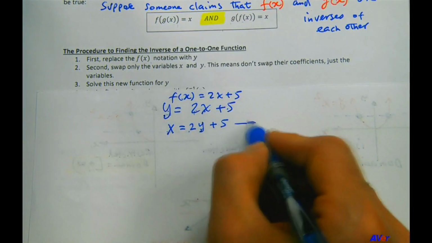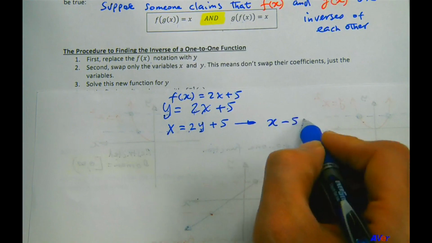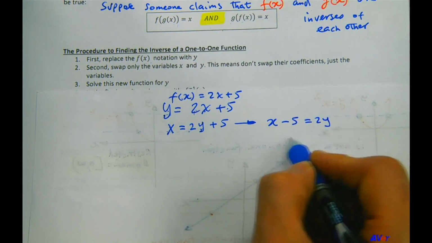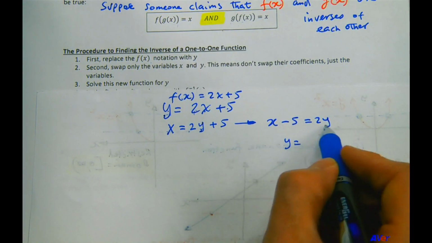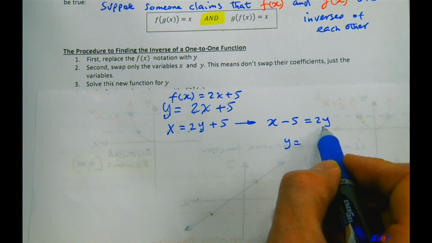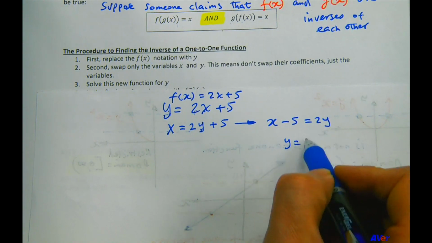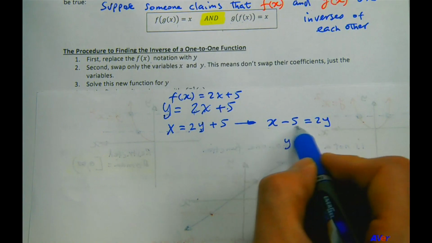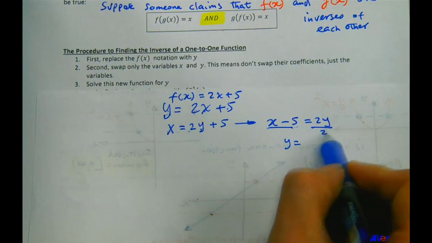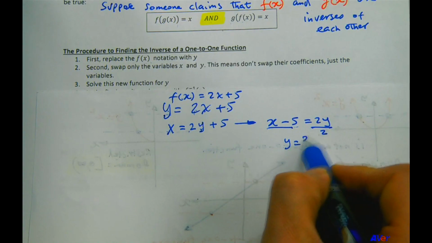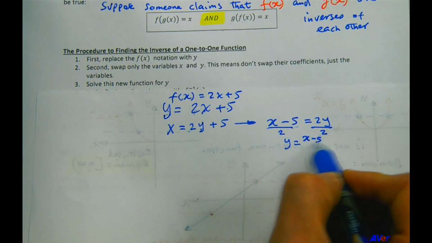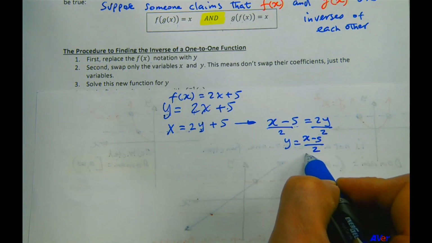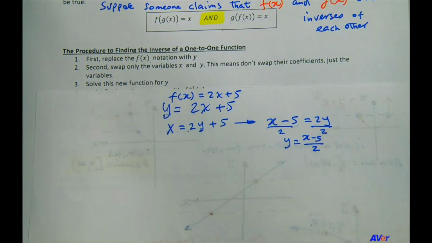So if we solve this for y, we get x minus 5 equals 2y. When we solve for y, we need to isolate it, right? Is this y isolated? No. It's got a 2 right next to it, so we need to get rid of the 2. How do we do that? We divide both sides by 2. So we get y equals x minus 5 divided by 2. That's the third thing we do, okay?